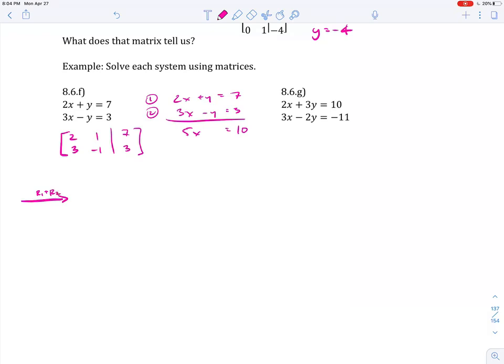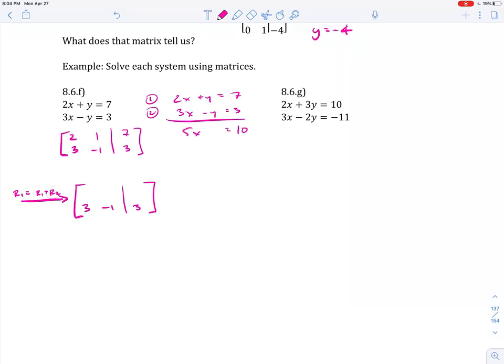I'm going to take row 1. I'm going to add it to row 2. Just like we took equation 1, added it to equation 2. I'm going to store that somewhere. I'm going to store that up in row 1. So I'm replacing my current row 1 with what happens when I add those two rows together.